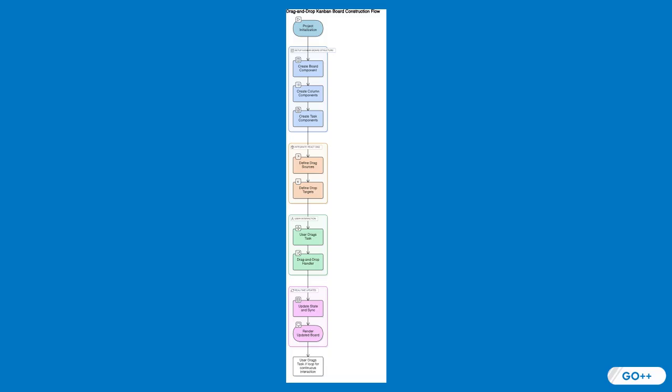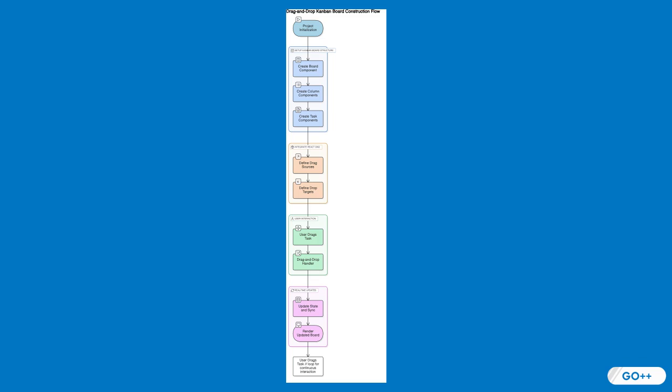Let's delve into the core concepts that form the foundation of our Kanban board application. First, we have React, a powerful JavaScript library designed for building user interfaces. It allows developers to create reusable UI components, making it ideal for building complex interactive applications like a Kanban board. React's component-based architecture ensures that each part of our application is modular and maintainable.